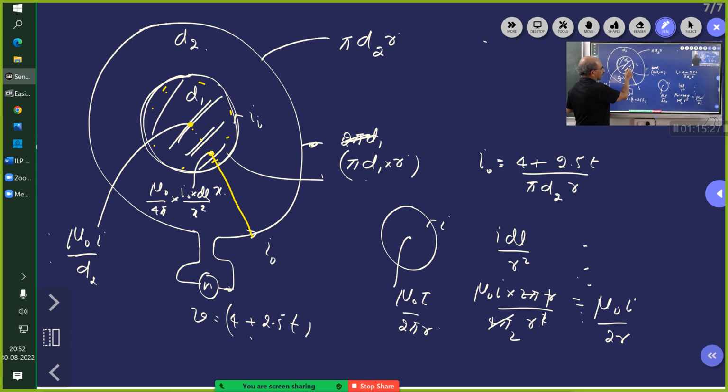Since the current is concentric, you will get the same magnetic field here. So this will be the formulation for the magnetic field here, and the same magnetic field will be there throughout. Okay? Are you with me? Yes, sir.